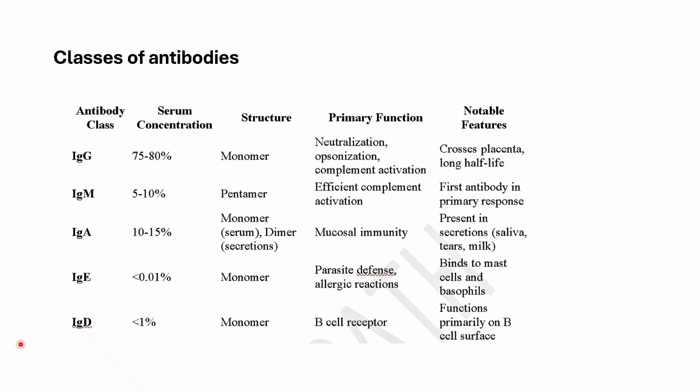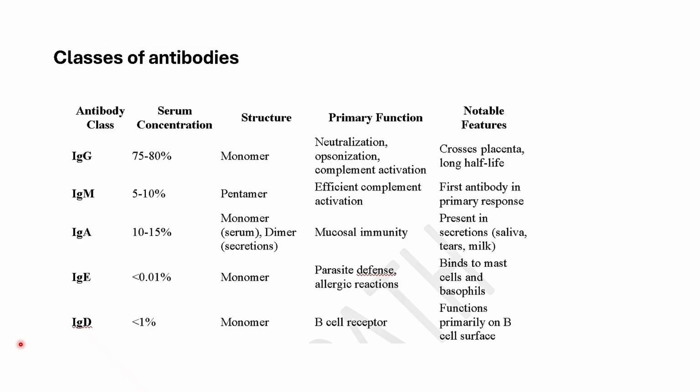We have the IgA antibody, which is present in secretions like tears, milk, and saliva and provides mucosal immunity. We have the IgE antibodies, which are important in allergic reactions and parasitic infection. And we have the IgD, which acts as a B-cell receptor. We'll talk about B-cell receptors later in this lecture.